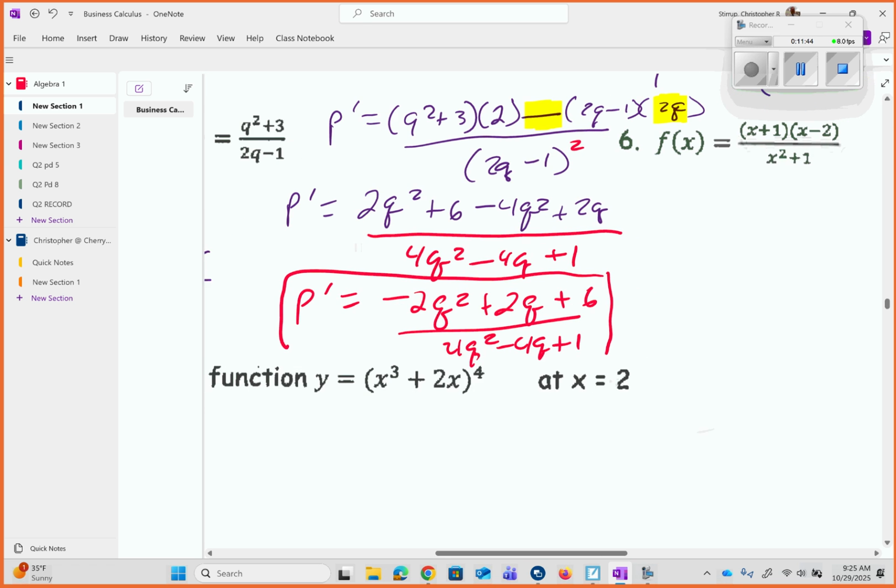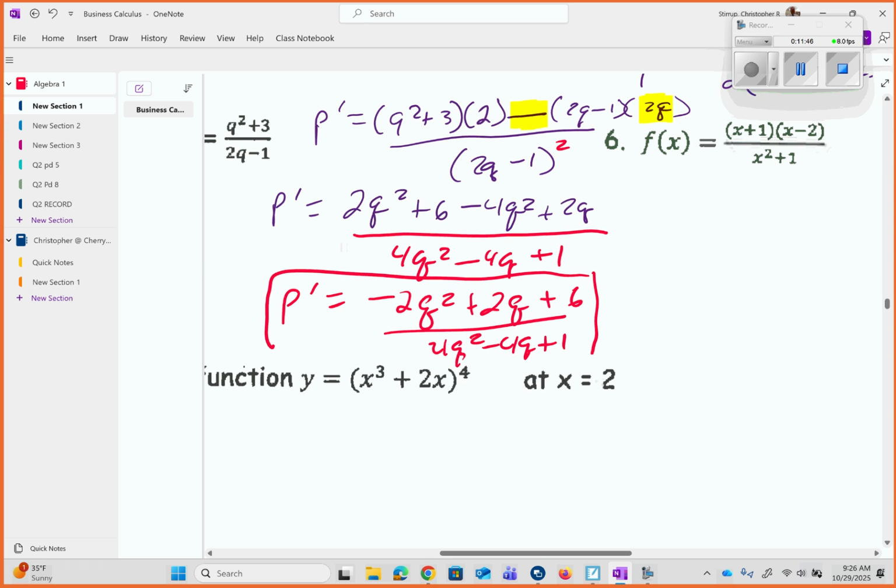All right. I'm not going to worry about number 6. You will not see one on that. Number 6, you have to do the product rule.